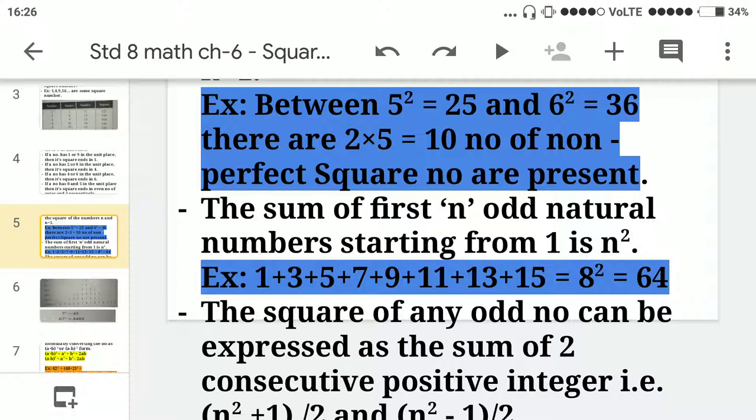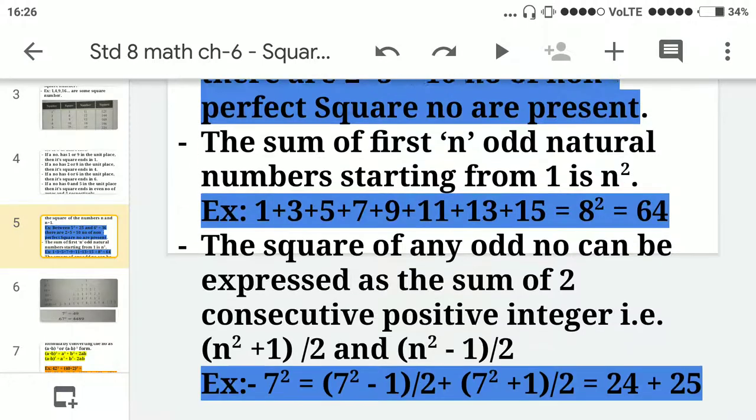That means if you add all the odd numbers starting from 1, here we have added 1 plus 3 plus 5 plus 7 plus 9 plus 11 plus 13 plus 15. You can see we have added 8 odd numbers, and the sum is 8 square, which equals 64. Simply count the number of odd numbers you have added and calculate its square. That will be your summation.